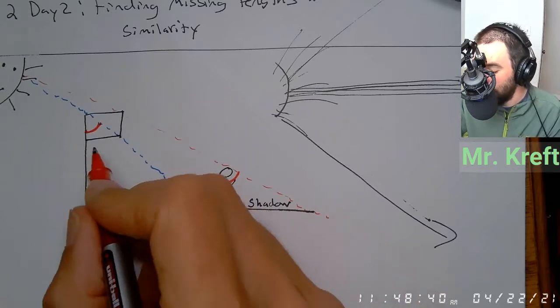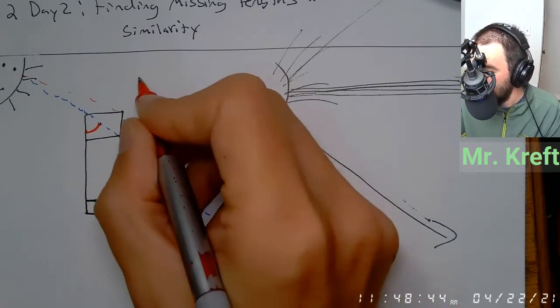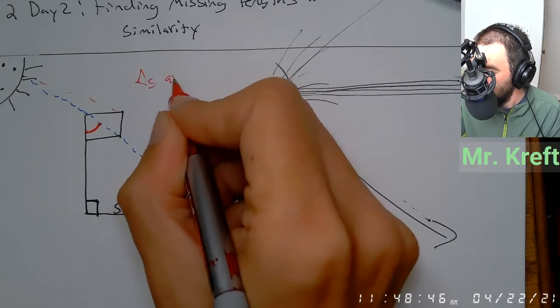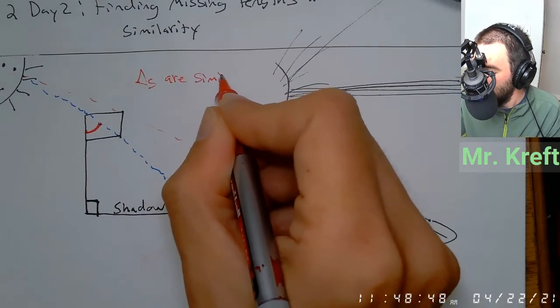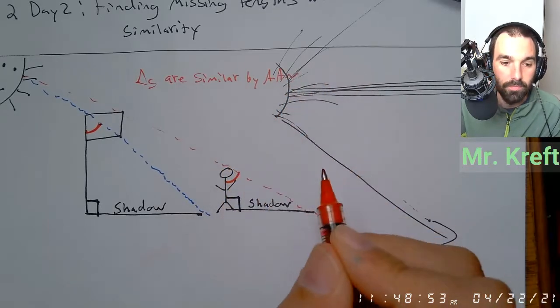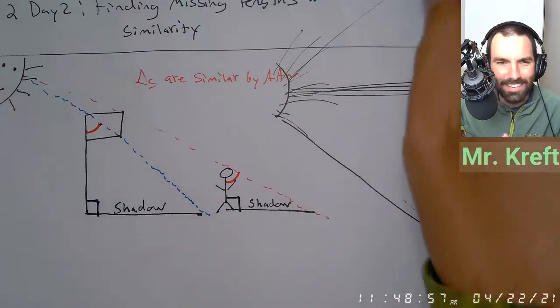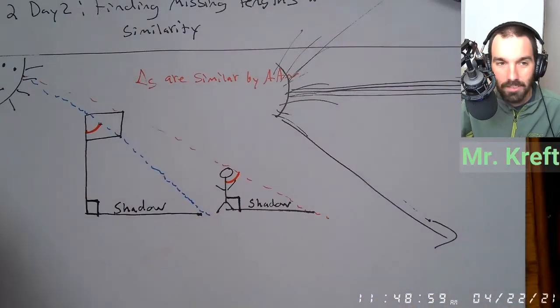Oh, by the way, am I going too fast? Do you guys see how these triangles are similar? So these triangles are similar by AA. Okay, so they're similar by AA. That's why I did that whole thing and I didn't say the ending, so that was a little weird.